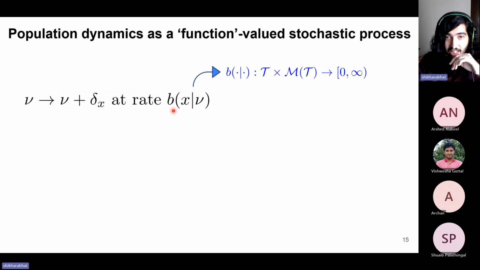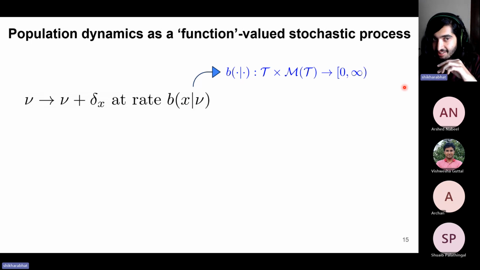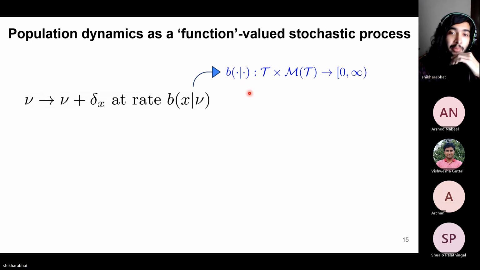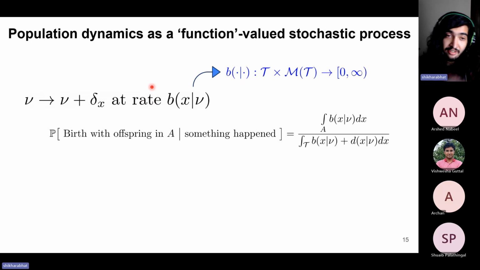What do I mean by rate? Again, we should be precise, because remember, this nu and this delta x we only defined inside integrals. So it pays to be precise about what a rate is here. Here I mean that if I know that nu has changed to something, whatever this something may be, the probability that what happened was the birth of an individual that had trait value lying in a set A is given by integrating b of x given nu over the set A.